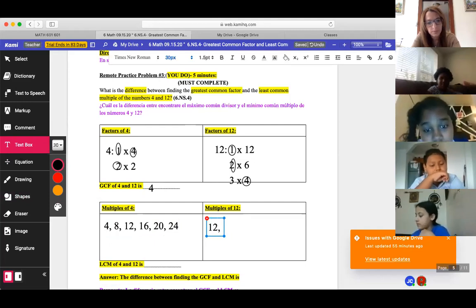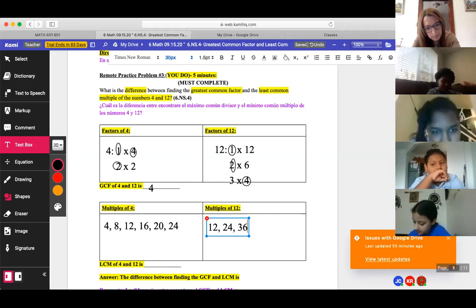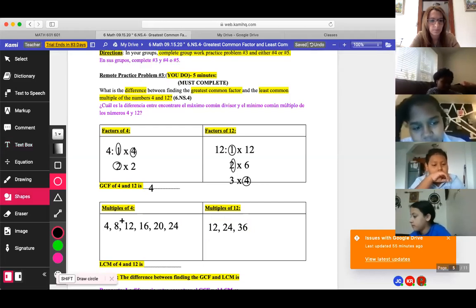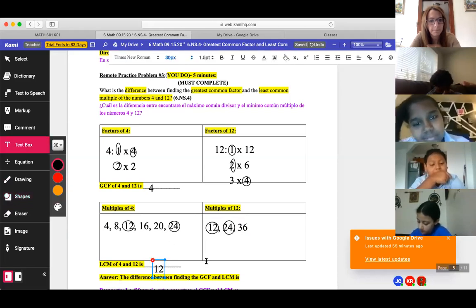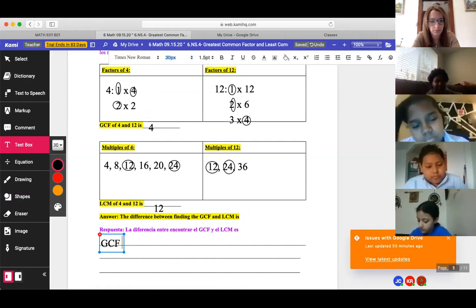12, 24. Good. Next one, 36. There you go. Now what's the LCM? 24. You sure? 12. Now why is it 12 and not 24? Because we're looking for the least common multiple.